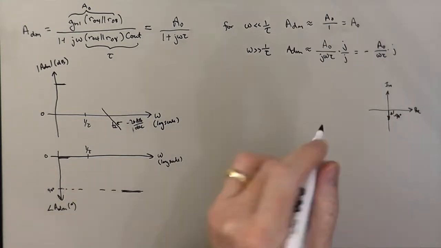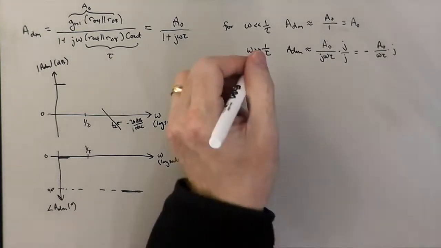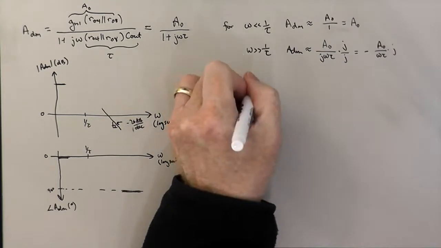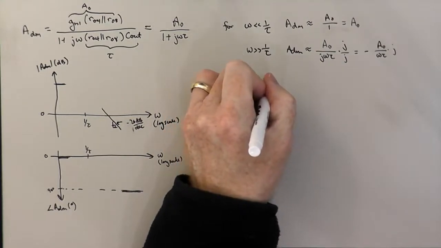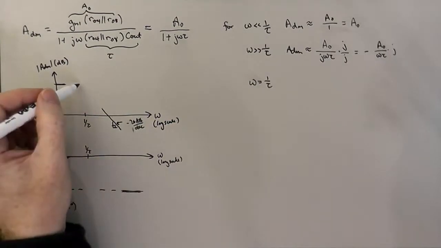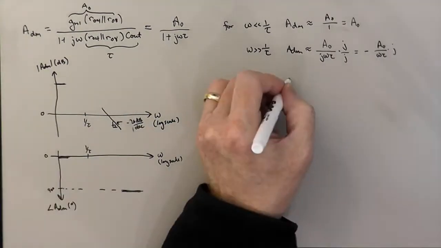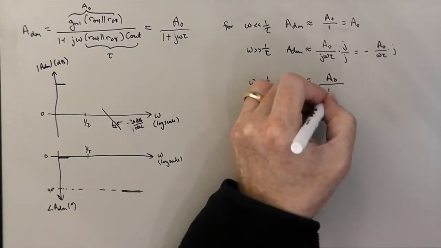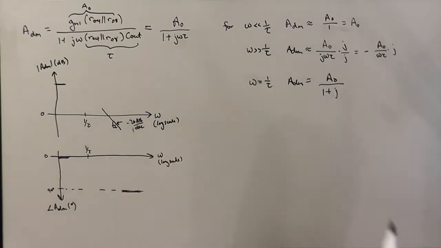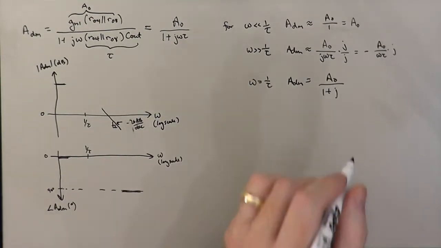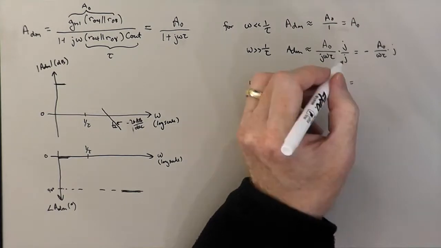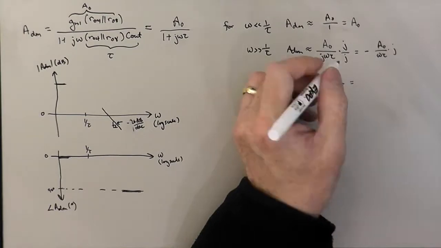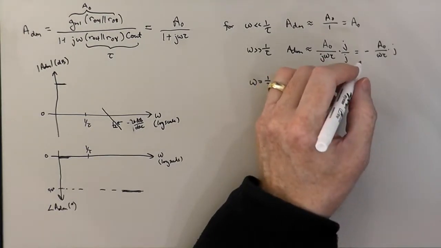And so for omega tau equals 1, or omega equals 1 over tau, this is just at this frequency right here, ADM is exactly equal to A0 divided by 1 plus j. So the omega tau is just 1 at this frequency. And if we like, we can write the magnitude.